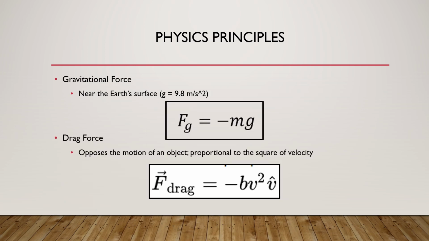And then other physics principles include gravitational force, which near the Earth's surface, gravity is 9.8 meters per second squared. And then I have the equation shown here. And then drag force opposes the motion of an object and is proportional to the square of velocity. And the equation is shown right here.